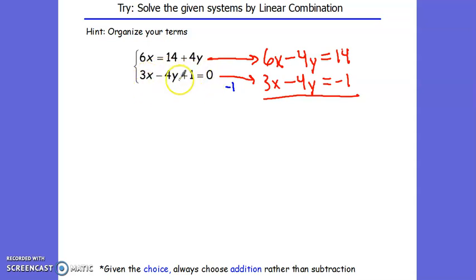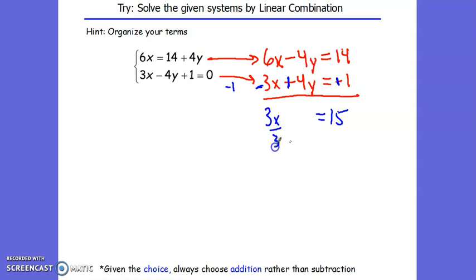this equation by negative 1. So I'm going to multiply negative 1 times 3. I'm going to multiply negative 1 times negative 4, making that positive 4. And I'm going to multiply negative 1 on the right side, meaning we're going to balance, right? Our equivalent step, negative 1 on the left, multiply by negative 1 on the right, makes for a positive 1. Now if I add my equations, 6 plus negative 3 would be a 3x. Negative 4 plus 4 is 0y. And 14 plus 1 is 15. Now I've eliminated that y value.